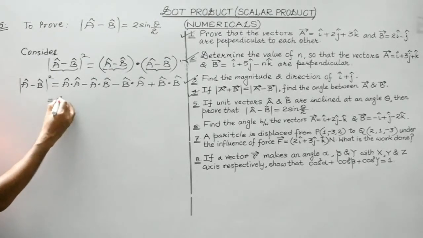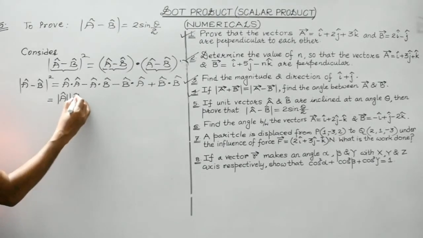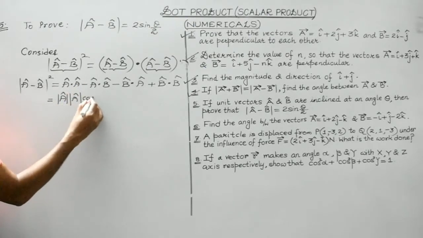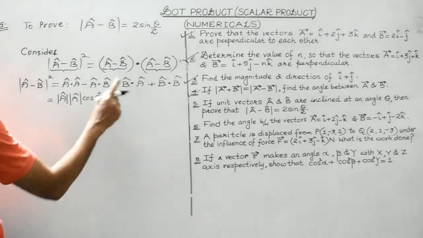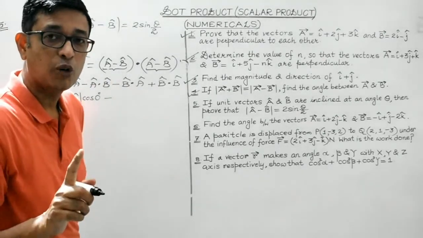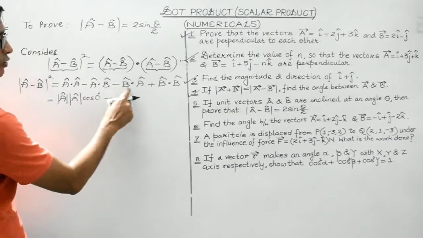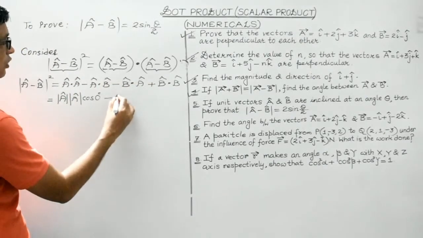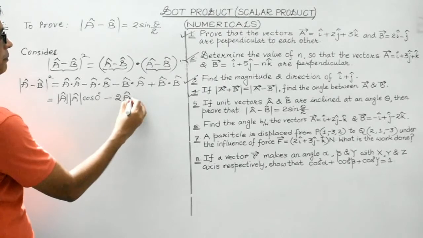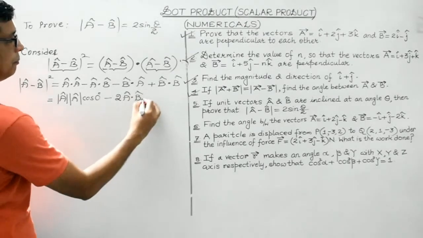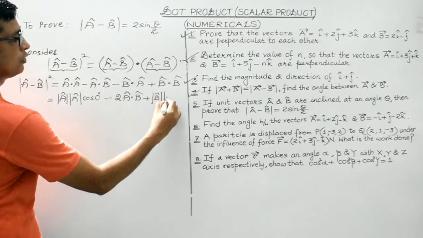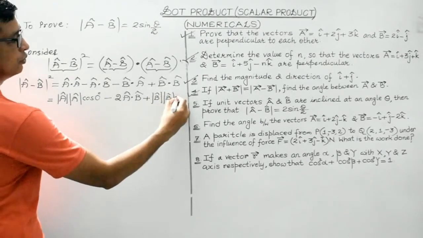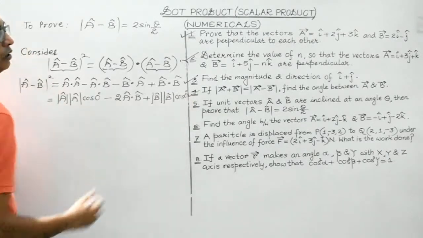Now it can be written as magnitude of a cap, then again magnitude of a cap, and these are equal vectors. Angle between them is 0 degree. Clear, students? Now as I have told you, dot product obeys the commutative law. So a dot b is equal to b dot a. So it will become twice of a cap dot b cap plus the dot product of these two, magnitude of b cap, again magnitude of b cap, and the angle between these two. It is 0 degree, both being equal vectors.